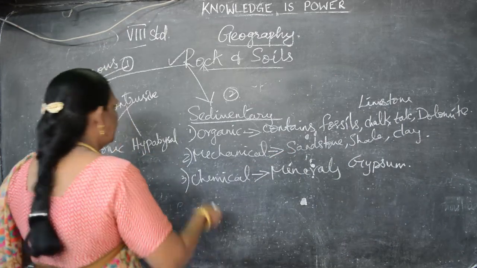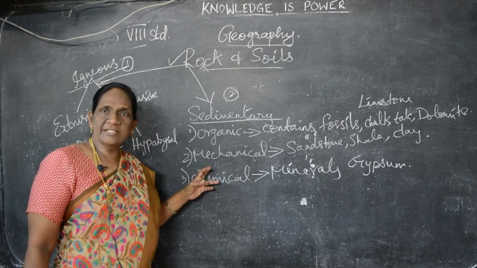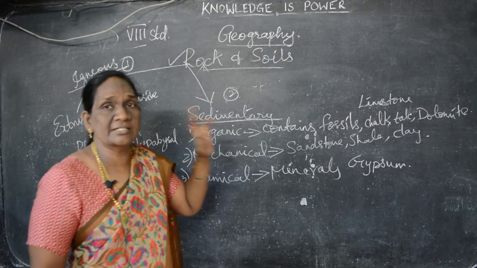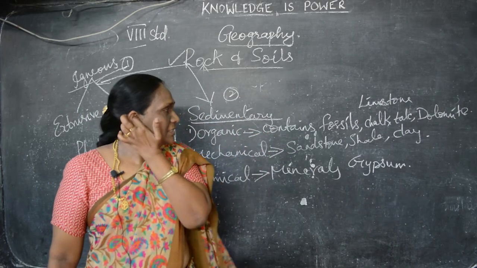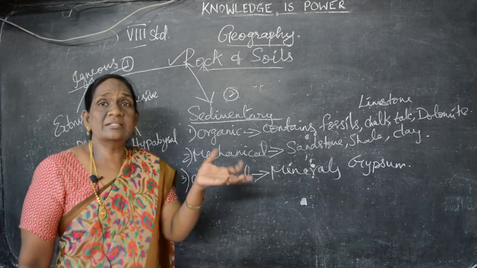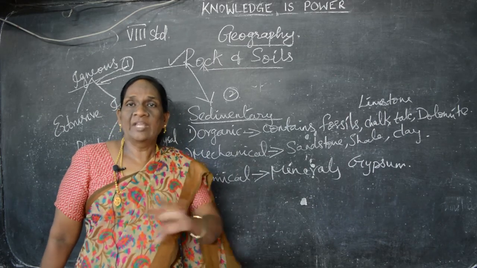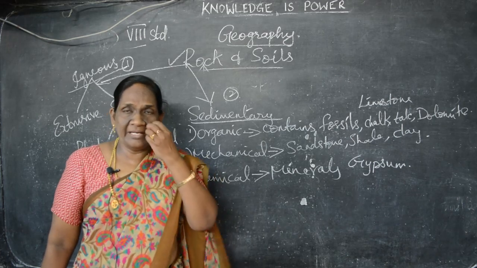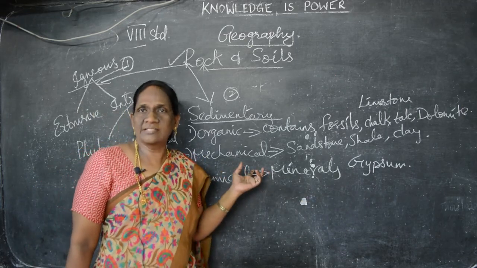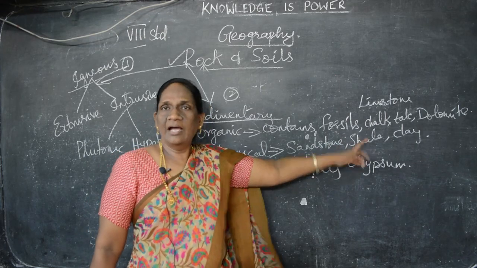So, what are the types of sedimentary rocks? There are three types: organic, mechanical and chemical sedimentary rocks. Organic contains fossils; examples are chalk, talc, dolomite and limestone. Mechanical means mechanically it changed. Igneous and metamorphic rocks, over some years, settle down, carried by rivers and waterfalls, and become sediment. Examples are sandstone, shale and clay.